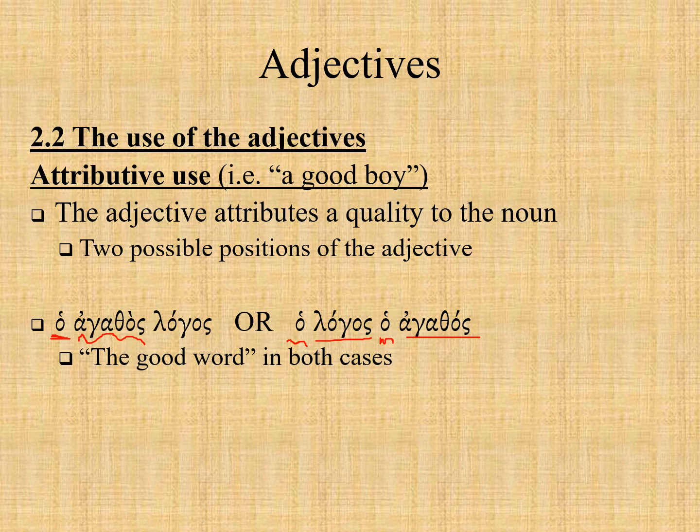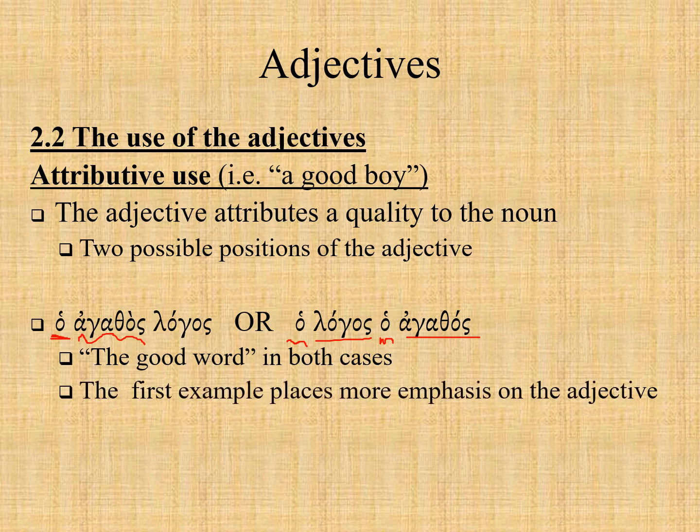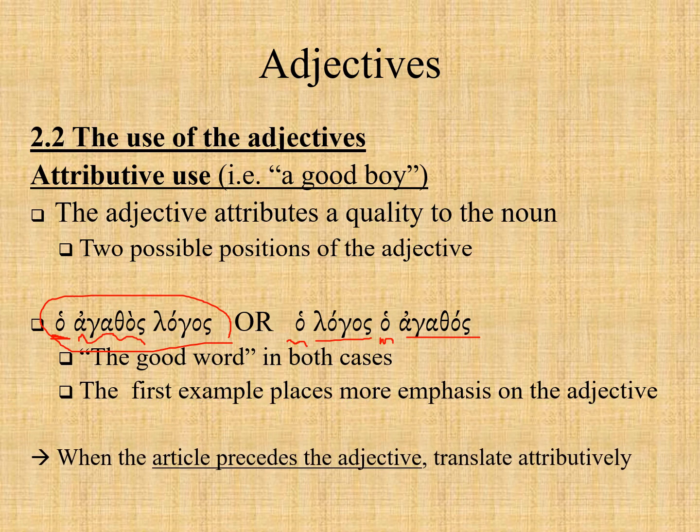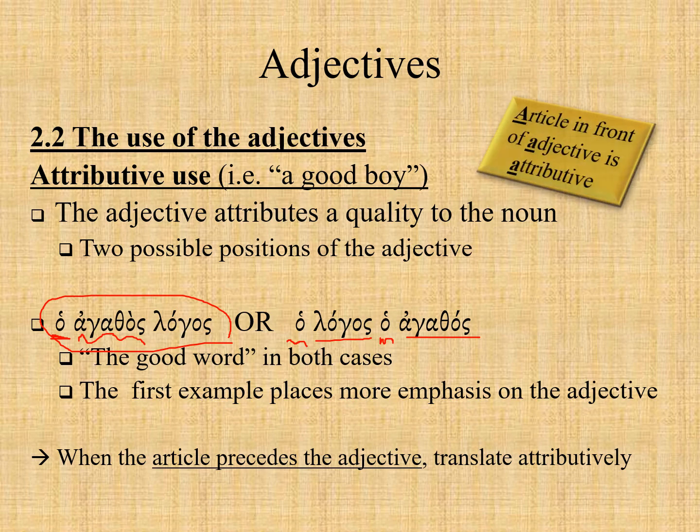Now, is there a difference in meaning? Well, yes and no. The first example, this one here, places slightly more emphasis on the adjective, but it would really depend on the context whether that would have any significance. But there are two different ways, as you can see here, that the attributive adjective can be used. The most important thing here, as you think about the attributive usage of the adjective, is that the article always precedes the adjective. Now here's the mantra that you should remember.